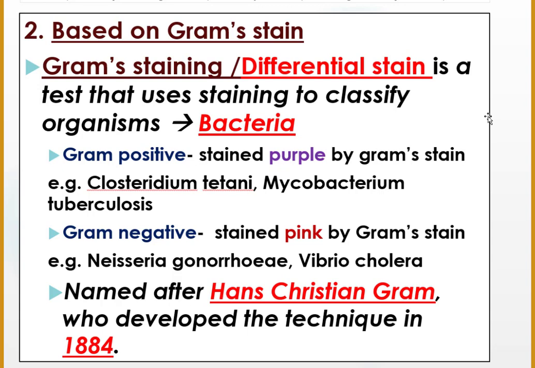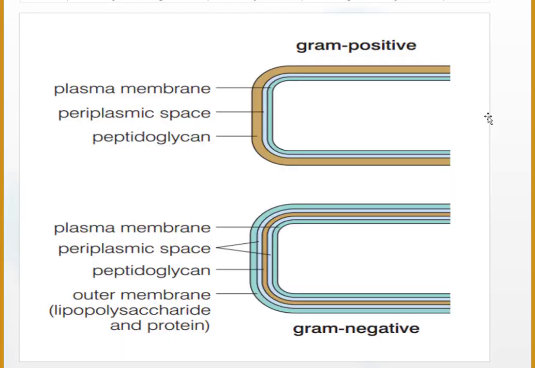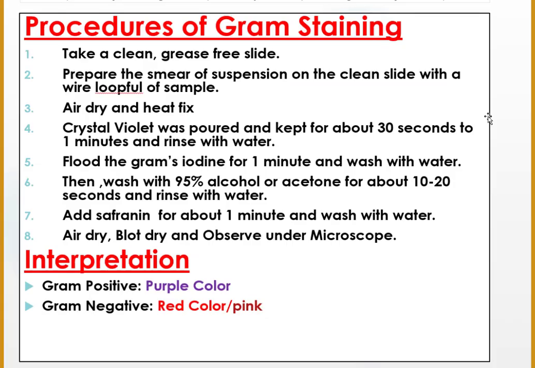The second group is gram-negative bacteria. Bacteria grouped under gram-negative always stain pink by Gram's stain. Examples are Neisseria gonorrhea and Vibrio cholera. This technique was developed by Hans Christian Gram in 1884. Here is the structure of bacteria. Gram-positive bacteria have thick peptidoglycan, but gram-negative bacteria have less or thin peptidoglycan, and this thin peptidoglycan is covered by an outer membrane or capsule.